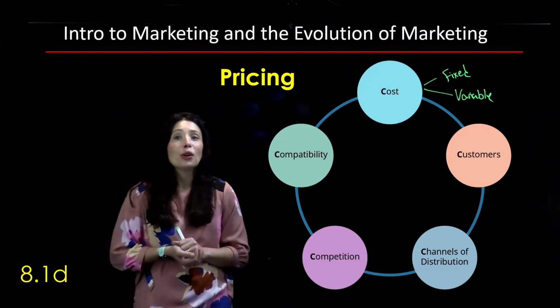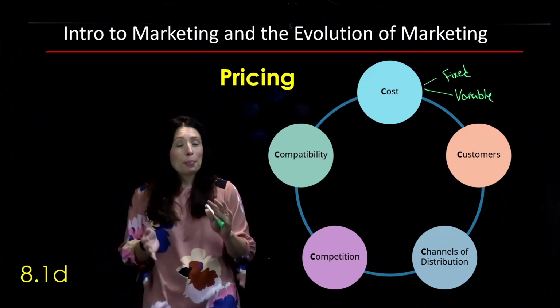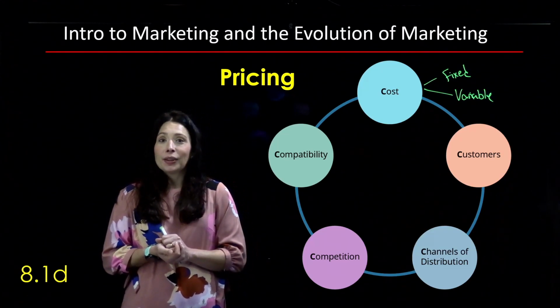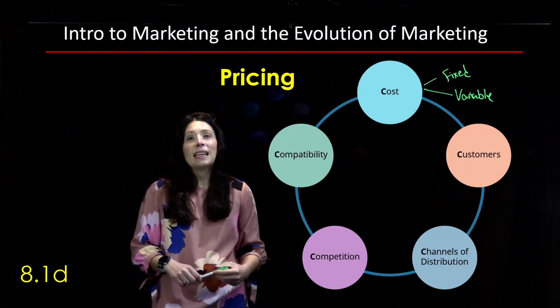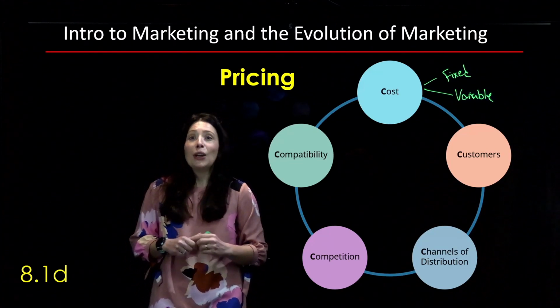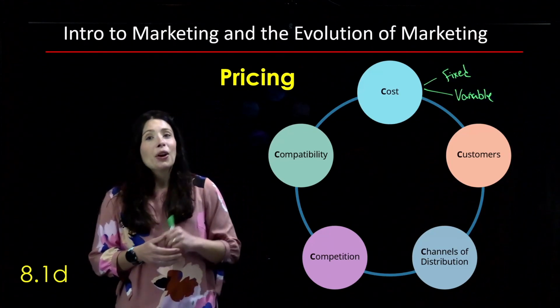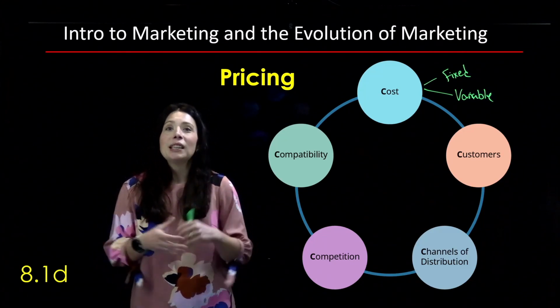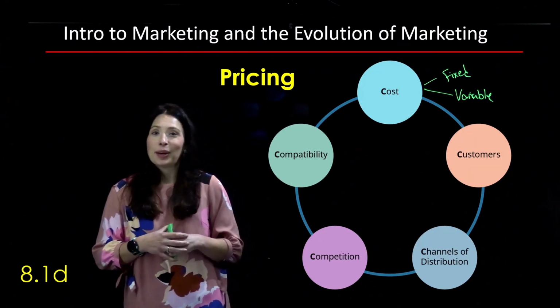So what is the overall consumer perception and placement within the map of your product in relation to other competitors? And lastly, compatibility. This is where we focus on positioning. Are you a luxury item? Are you a value-based item? Or do you fall somewhere in between? So this is the positioning component of the 5 C's of pricing.